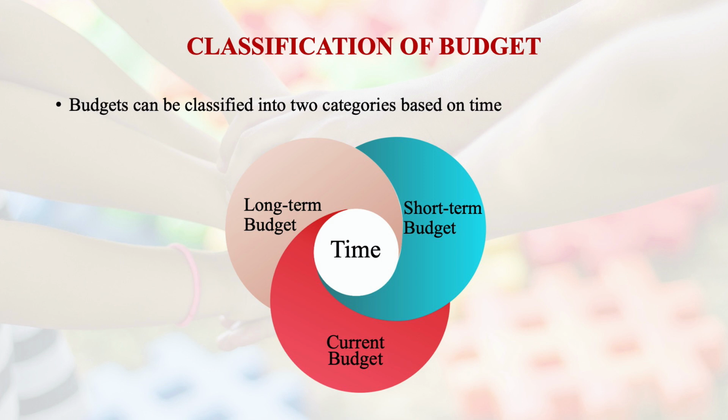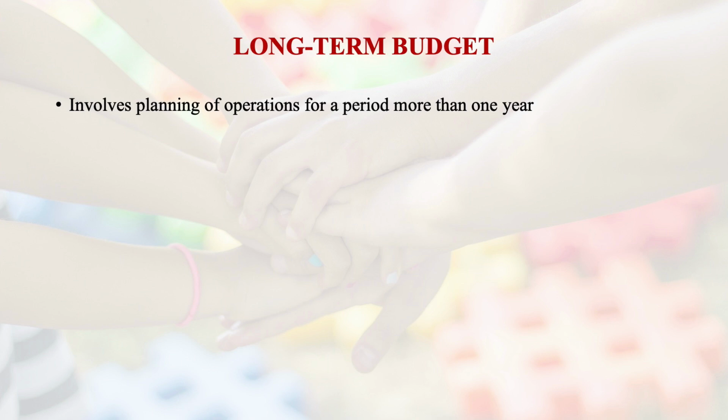When we talk about the long-term budget, it involves the planning of operations for a period of more than 1 year. Whenever we talk about long-term in management parlance, we always say it is more than 1 year. Whenever we talk about short-term, we always say that it is less than 1 year. Usually the plan is for 5 to 10 years. That is the long-term in the managerial concept.